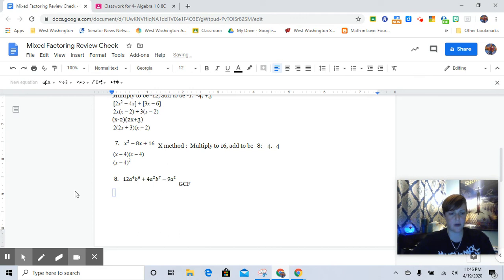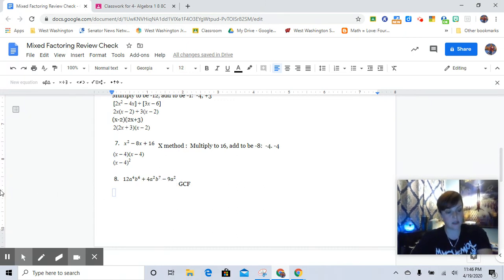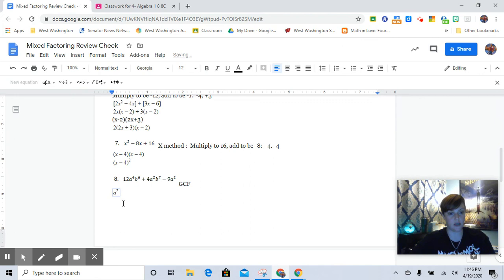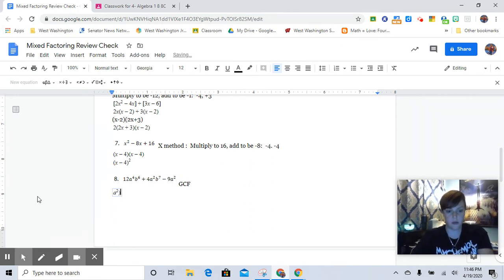And so I can't take a number out. I can take A out. I can take actually an A squared out because that is the smallest exponent on the A terms. I cannot take a B out because not everybody has a B. So, oopsie, there we go. We would have 12A squared, b to the 6 because the 6 is unchanged, plus 4, A squared divided by A squared cancels out, b to the 7th, minus 9, A squared divided by A squared again cancels out.